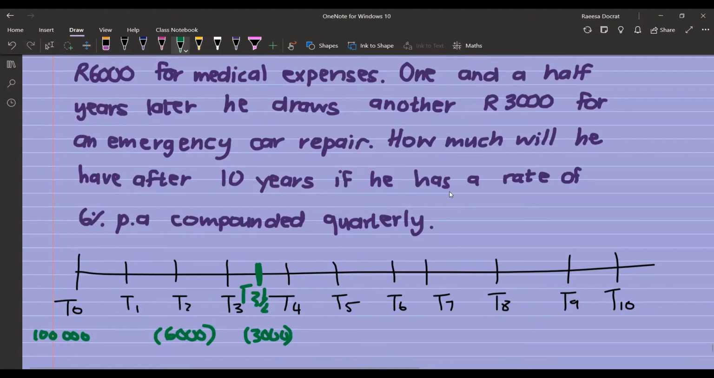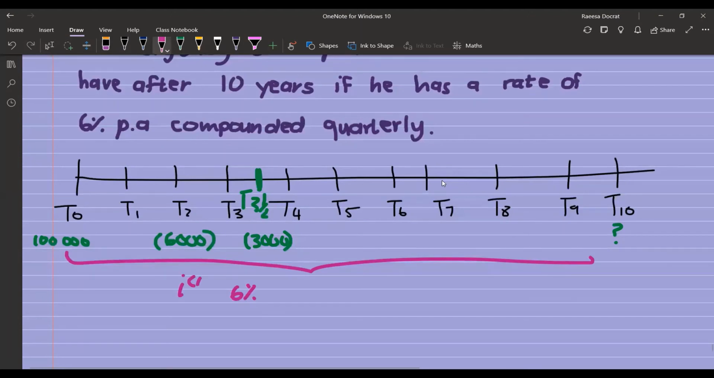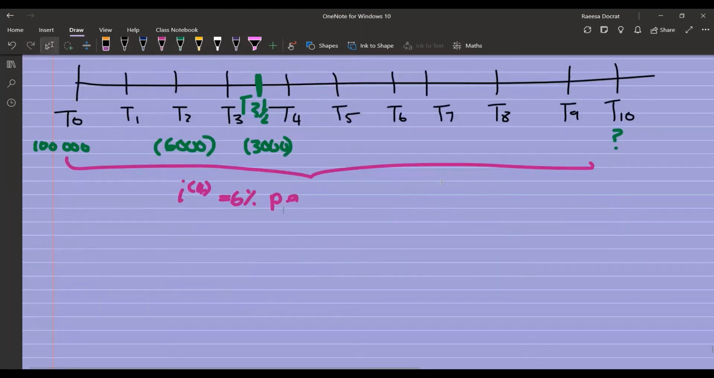And then the question is, how much does he have at T10? And the interest rate that he has is 6%, and it's also a nominal interest rate compounded quarterly. So once again, we then put it into a formula. So at time 10, this time, the accumulated amount is 100,000.